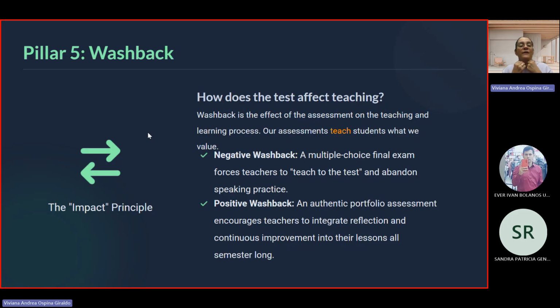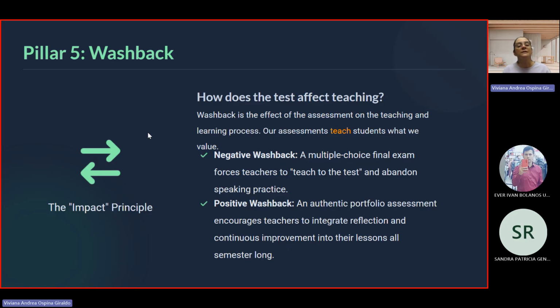So if we have negative washback, when we're thinking about a multiple choice final exam, it forces the teachers to teach the test. So if I have to have a multiple choice final exam or a multiple choice test, because I have to have that type of testing, then I have to train my student to be able to take this particular test. Therefore, we are abandoning some other opportunities for learning or for practicing.